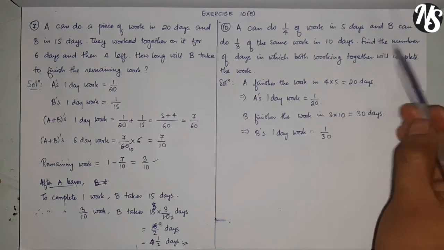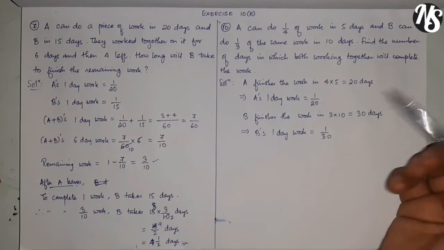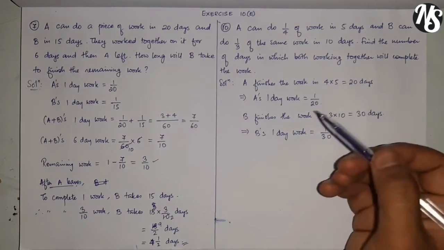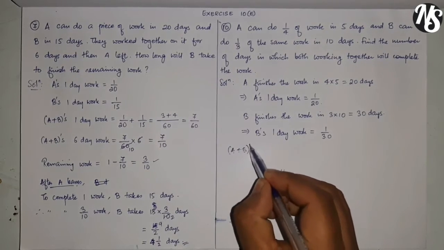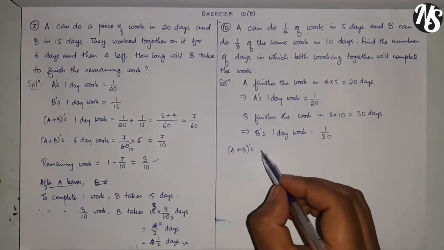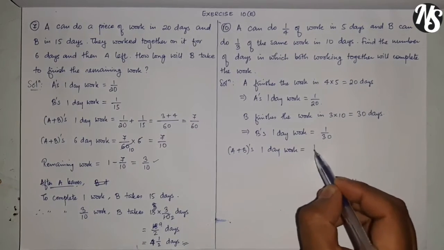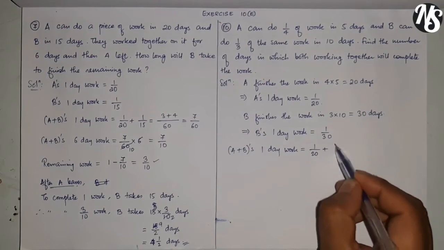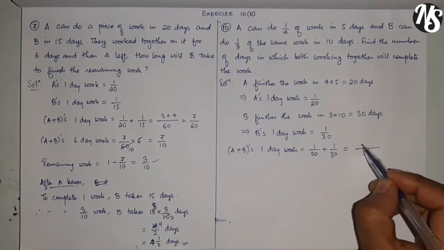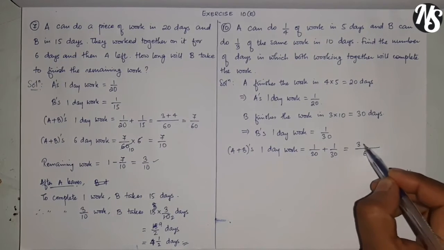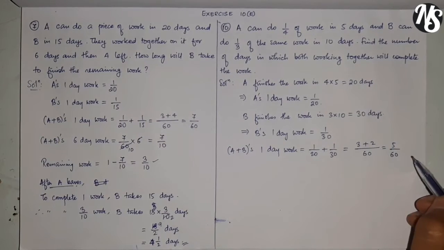Now the question is asking, find the number of days in which both working together will complete the work. Now after this, the work is pretty simple. If they work together, let's find A and B's 1 day work. It's going to be equal to 1/20 plus 1/30. LCM is 60 out here, so you get 3 plus 2, which is 5/60, isn't it? So 5/60 is how much?